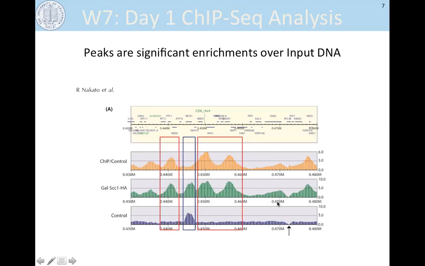So here's a nice visualization of why an input control can help eliminate false positives. So for example, in this ChIP for tagged SCC1, I think it's a component of cohesin. So you see sites, I'm not sure what, maybe this is yeast. You see sites on this region of the genome that seem to be overrepresented from your ChIP. So these are potentially peaks.